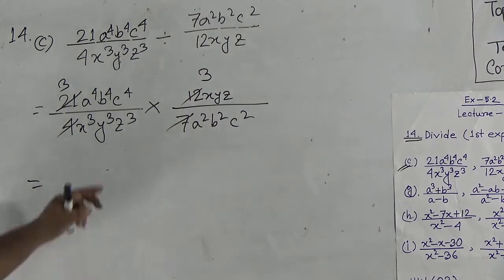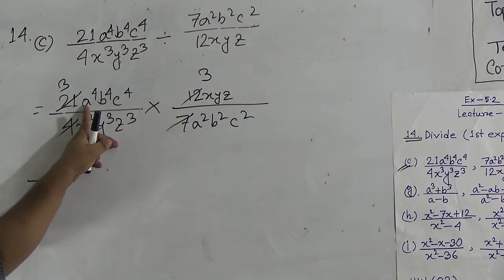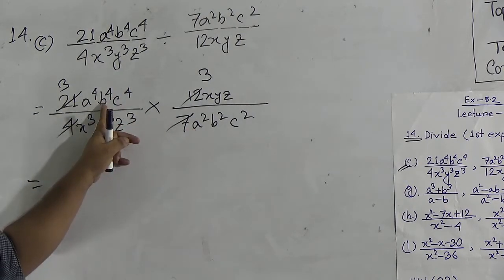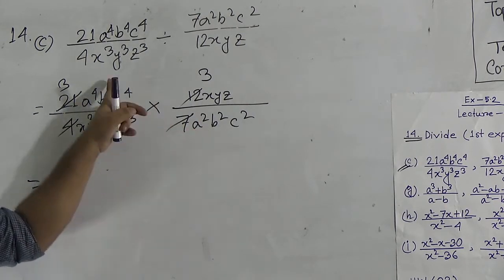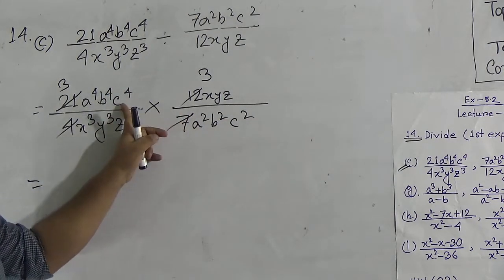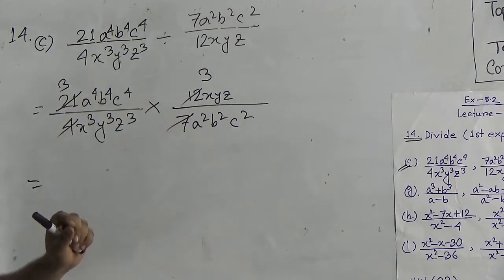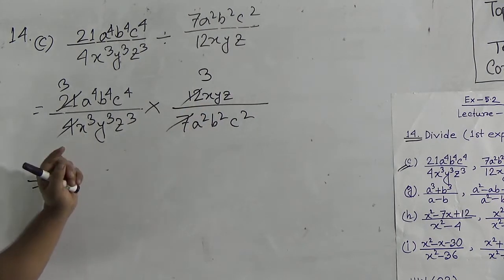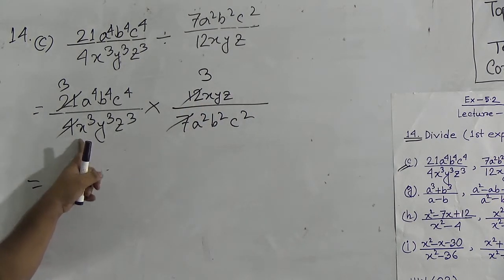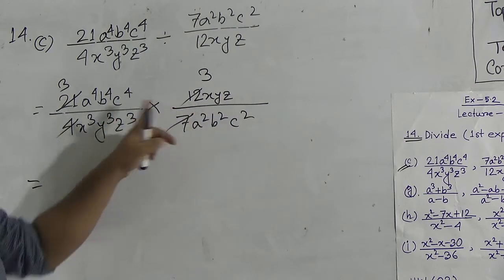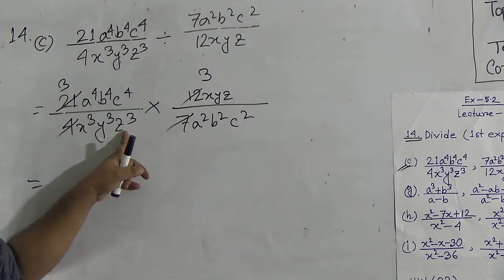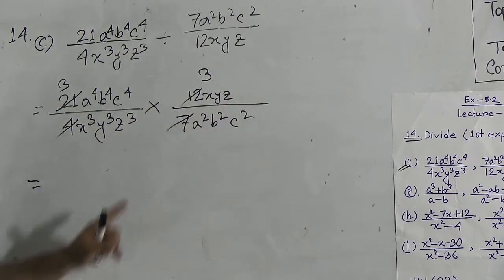Now a to the power 4 by a square. If we cut, then we get a square. If we cut b to the power 4 by b square, then we get b square. If we cut c to the power 4 by c square, we get c square. And now we cut this x by this x cube and we get x square. This y cube by this y and we get y square. This z cube by this z and we get z square.